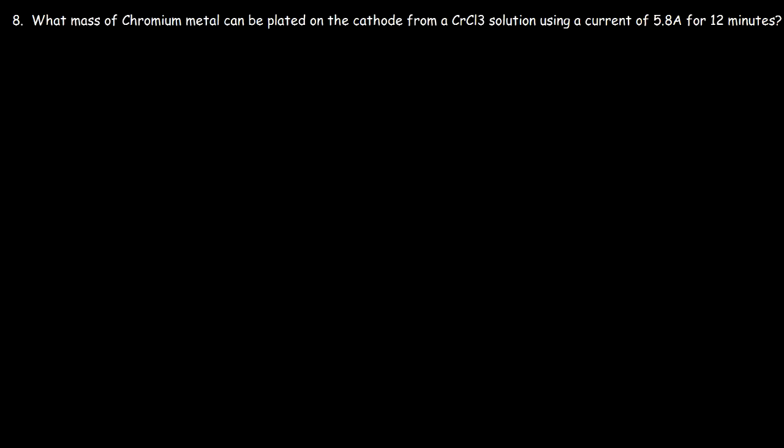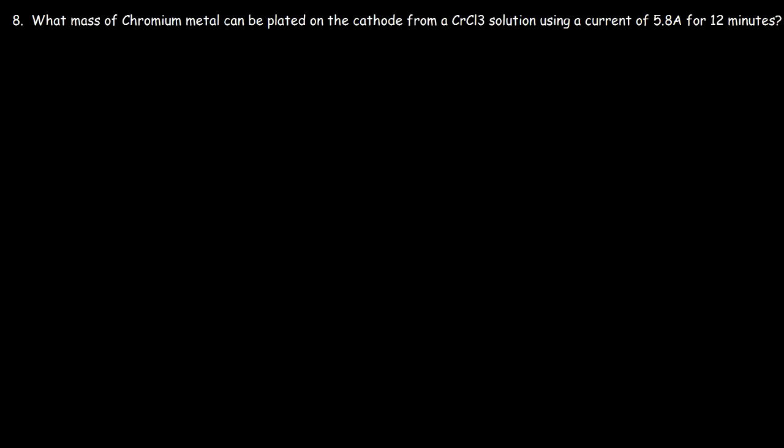So let's focus on number 8. What mass of chromium metal can be plated on the cathode from a chromium 3 chloride solution given the current of 5.8 amps and it's active for a time of 12 minutes?